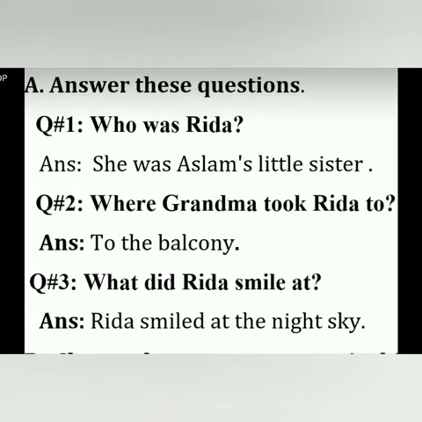Who was Rida? She was Aslam's little sister. Where grandma took Rida to? To the balcony. What did Rida smile at? Rida smiled at the night sky. So you have to learn it and you have to do it in a neat way. After learning it, you have to do the practice in a rough register.